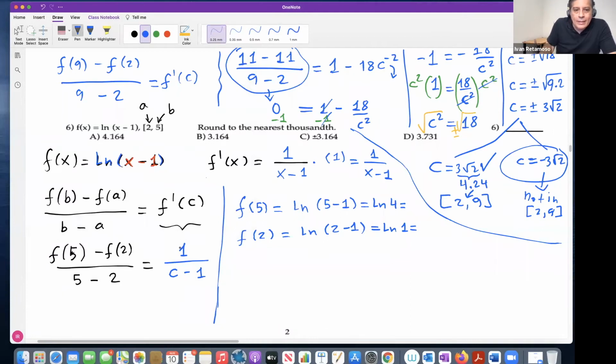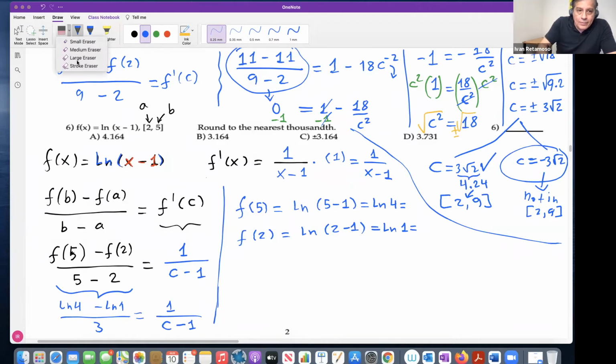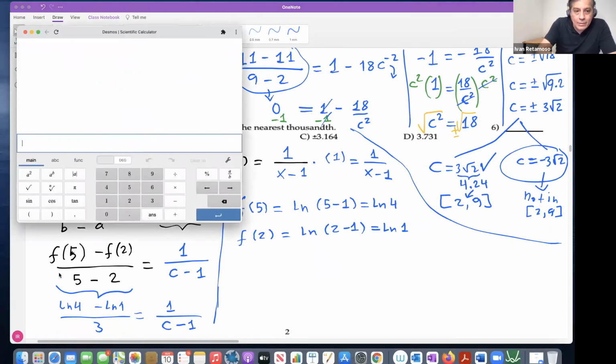For accuracy, what if we compute this whole thing once and for all? Look, how? Well, we know that this is natural log of 4 minus natural log of 1 over 5 minus 2, which is 3, right? So let's get the computations such that we minimize the error. Let's compute this whole thing in a calculator. Natural log of 4 minus natural log of 1, which is 0, we know, but in case it's something different, this is what you do.